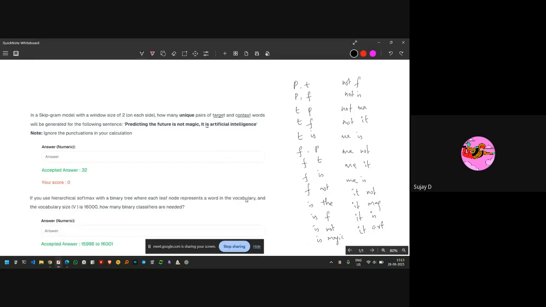Next for is. Now you see, already we have is, right? The question is asking for unique. For is: is magic, is it, is artificial, is intelligence. Now is magic is already present, so we should not count it here. Can we see anywhere again a similar thing? No, right? Okay. Now after is artificial intelligence.